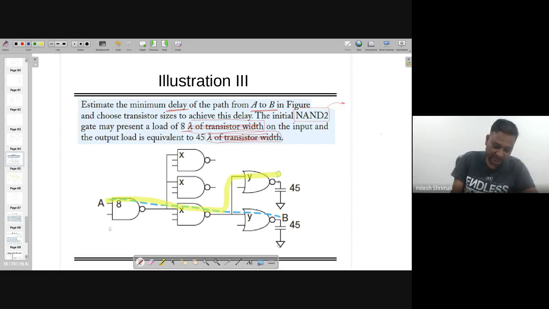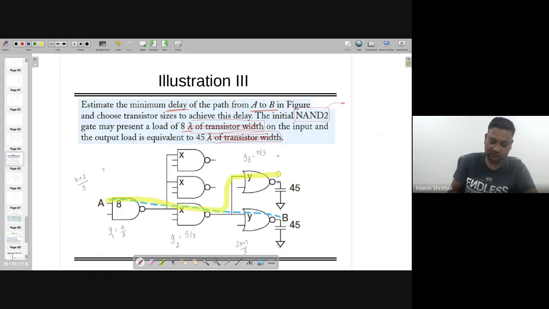I know that G is going to be a 2 input NAND gate, which follows the equation of n plus 2 by 3, and NOR gate follows n plus 1 by 3. That's the equation. So this is going to be equal to 4 by 3. Let's call it G1, G2. This is going to be equal to 5 by 3. And this is 2n plus 1 by 3. So this is going to be equal to again 5 by 3. So G3 is equal to 5 by 3.